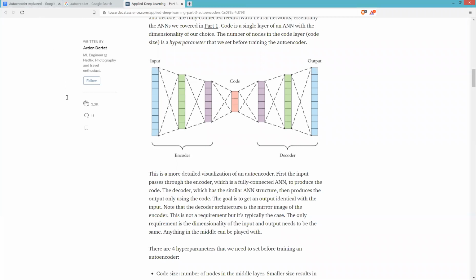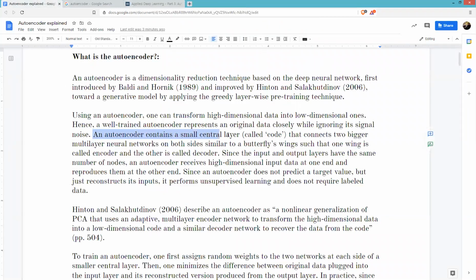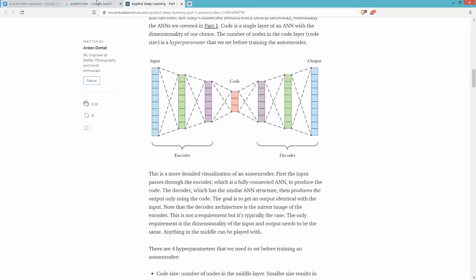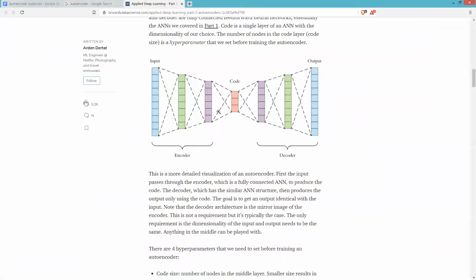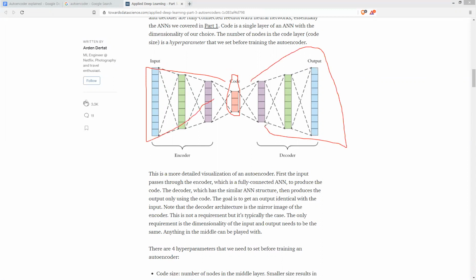So an autoencoder contains a small central layer called code. The code connects two bigger multi-layer neural networks on both sides, similar to butterfly wings. So the code connects two multi-layered neural networks, left and right. We have the code, and then two multi-layered networks over here and over here, like a butterfly.